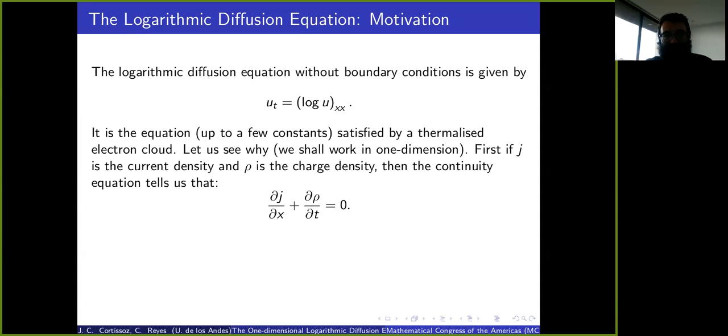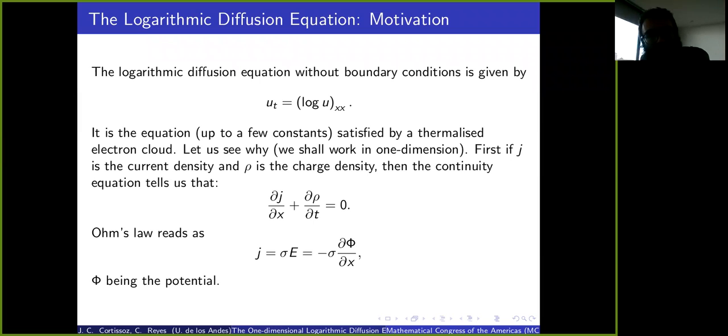I'm going to try. First of all, if J is the current density and rho is the charge density, the continuity equation says that the divergence, or in this case the derivative with respect to x, of the current density plus the change in time of the charge density is equal to zero. That's the conservation of charge equation. The second one is Ohm's law. Ohm's law says that the current density is equal to sigma, the conductivity, times the electric field. In this case, you have an electric potential, and the electric field is equal to the gradient of the electric potential, right?